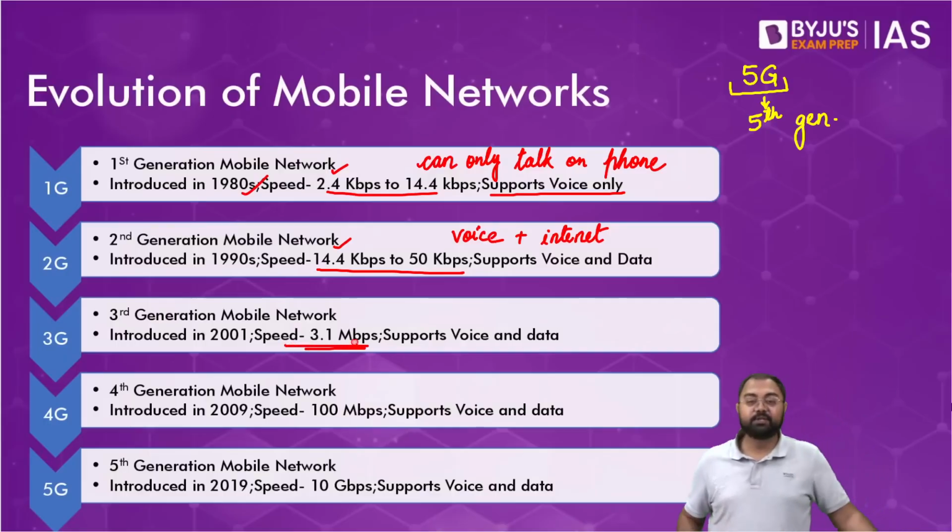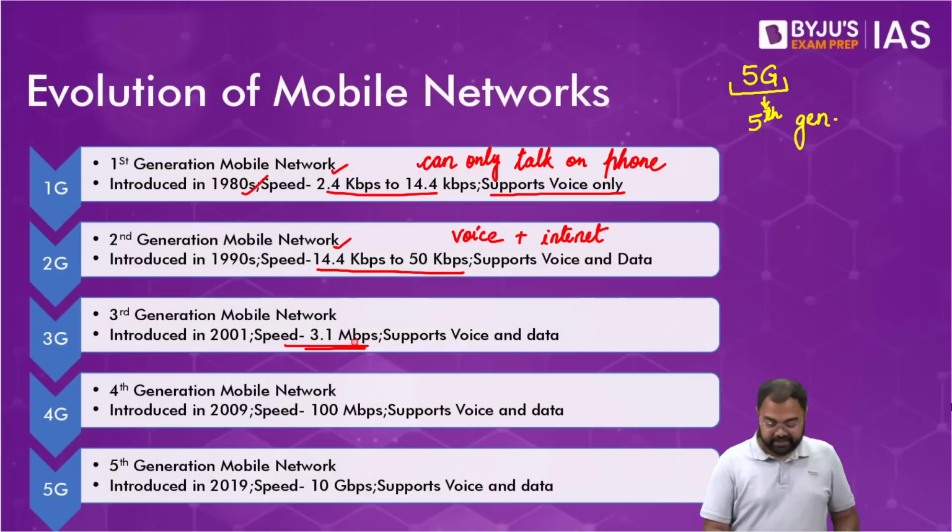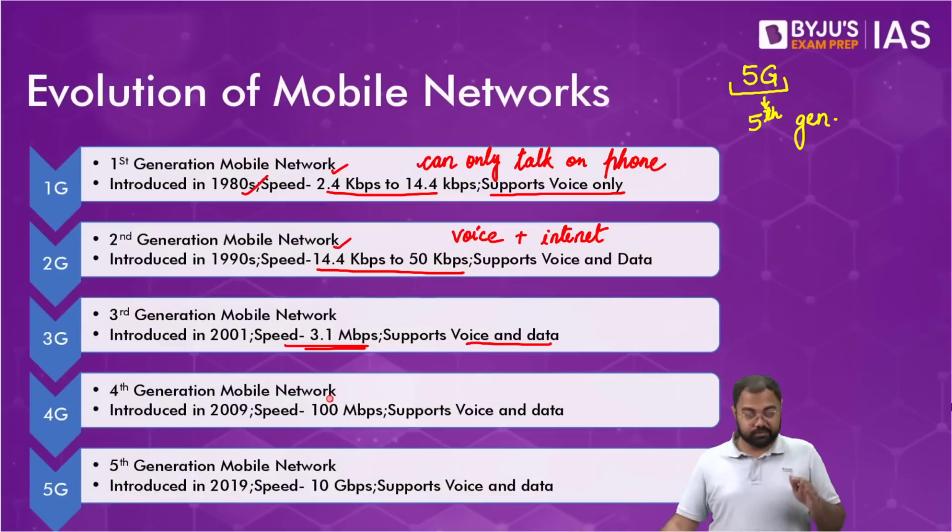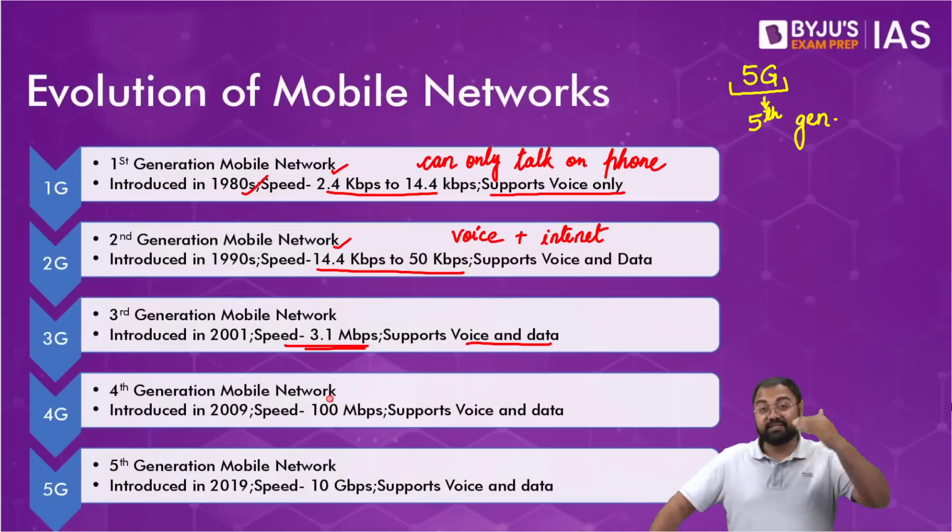Then after that, 3G came in, and in case of 3G, the speeds could go up to 3.1 Mbps. And again, of course, it also supports voice and data. So 3.1 Mbps was a big jump, and now at least you could watch videos. You could go to YouTube and even think of watching a lecture or a video on YouTube. All these things could happen with 3G. So 3G was a new introduction.